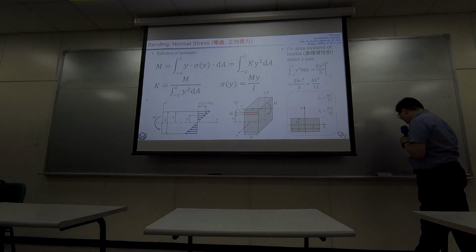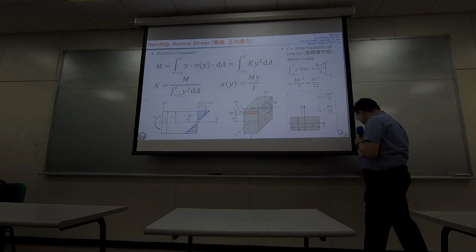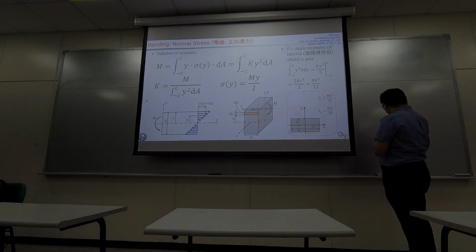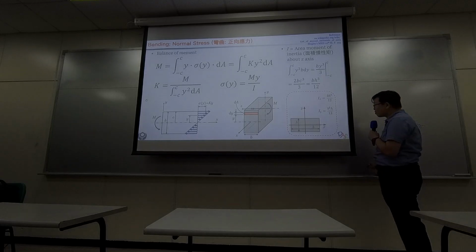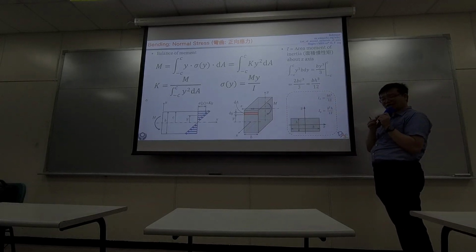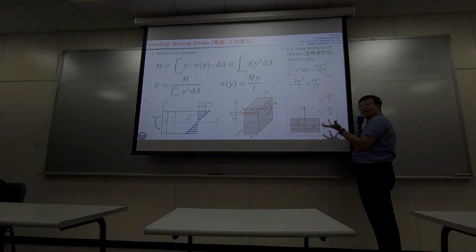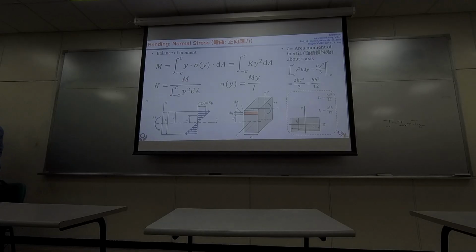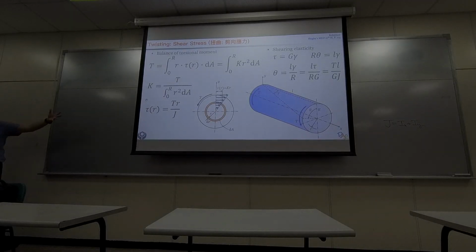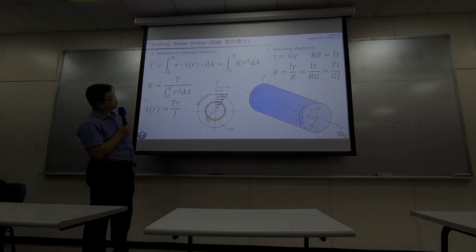Then how do you compute J? If you check the textbook, usually it tells you J equals Ix plus Iy. Sometimes it doesn't tell you. So if you sum them up, that's your J. Or you can try to solve the integral by yourself.